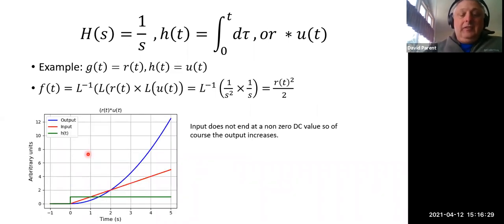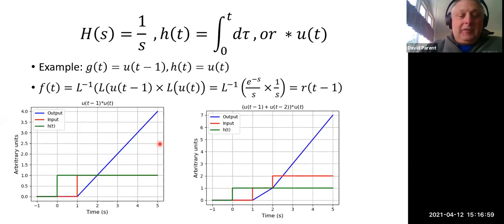All right. So if g(t) was r(t), a ramp, and you convolve that, we get some kind of t squared, and so it keeps increasing, right? Now, if you put a ramp into a system in control, the output will keep going up, right?